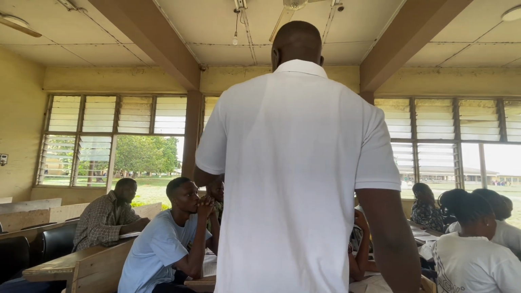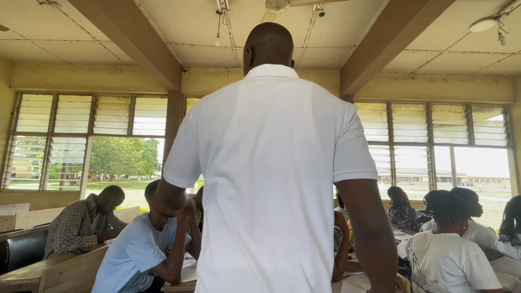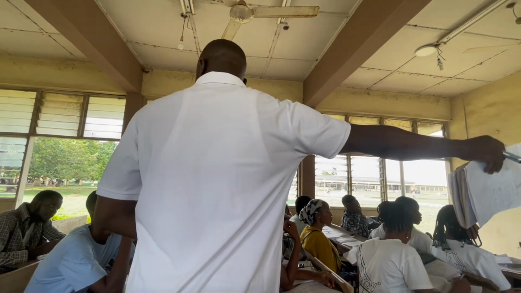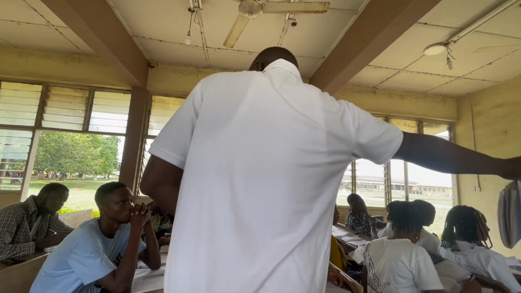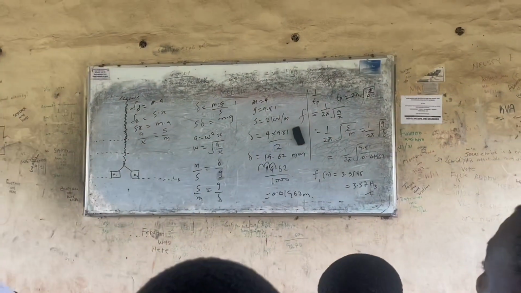V is equal to omega square root of delta square minus half of delta square. Do you understand it now?